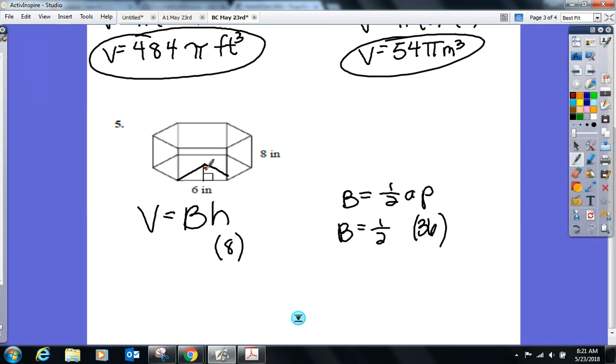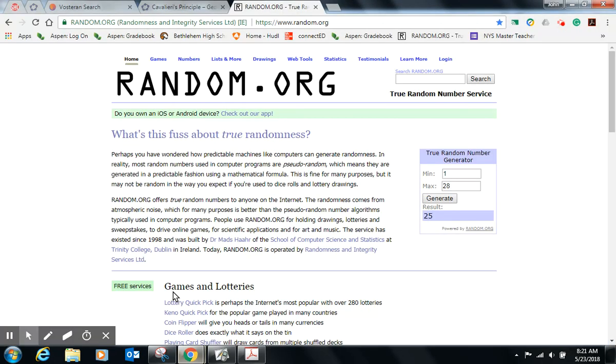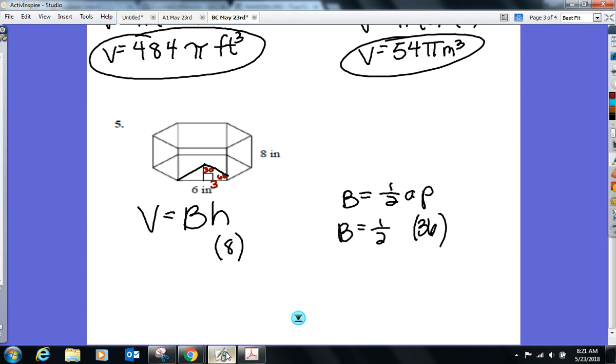We just went over this in the homework, I believe. Creates a 30, 60, 90. Splits the base in half, so that's a 3. So whenever you're ready, what would the apothem be then? What would the apothem length be? 30 is across from the 3. 3 radical 3.